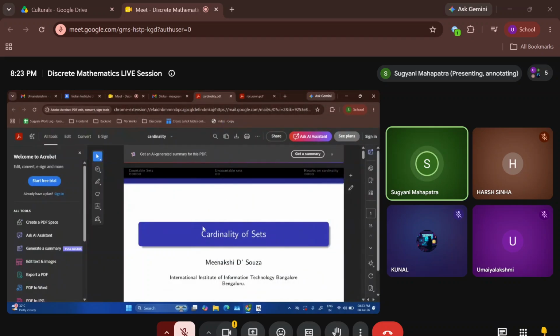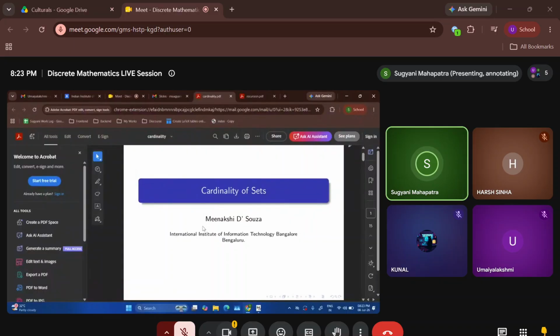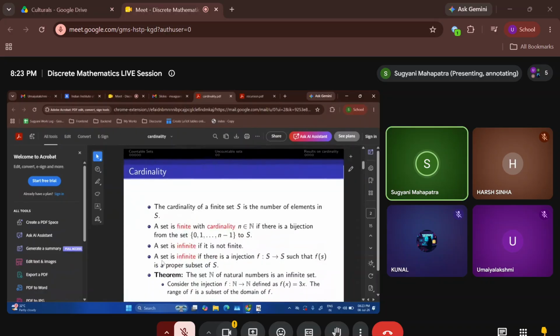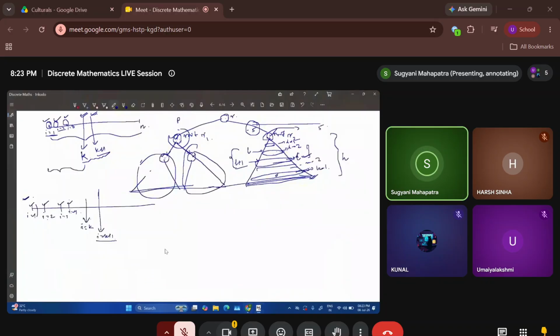Okay, so in week 4, basically the idea is on cardinalities of sets, and the topics are cardinality of sets and recursion. In cardinalities of sets, we have different types. So let's discuss what cardinality of a set is.